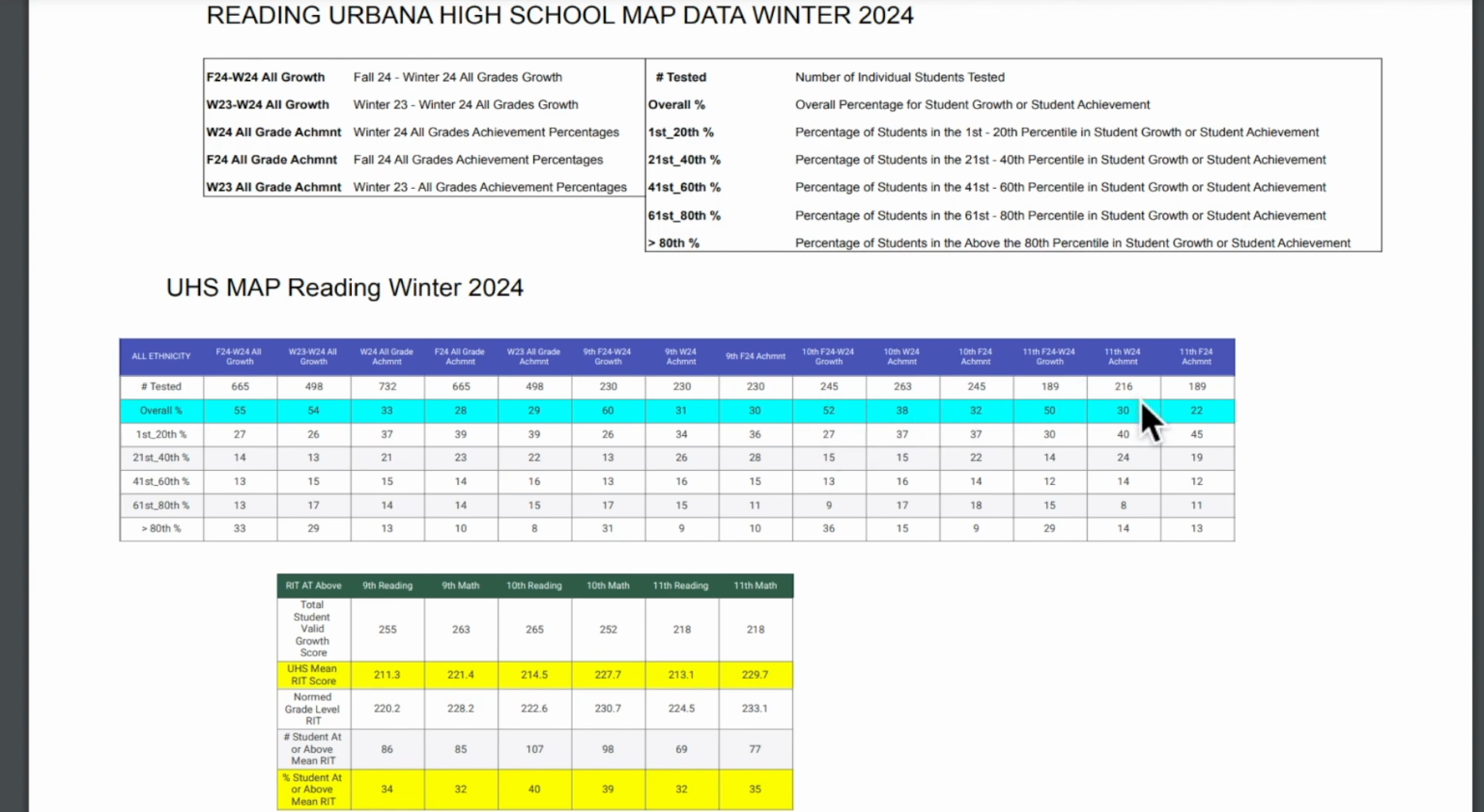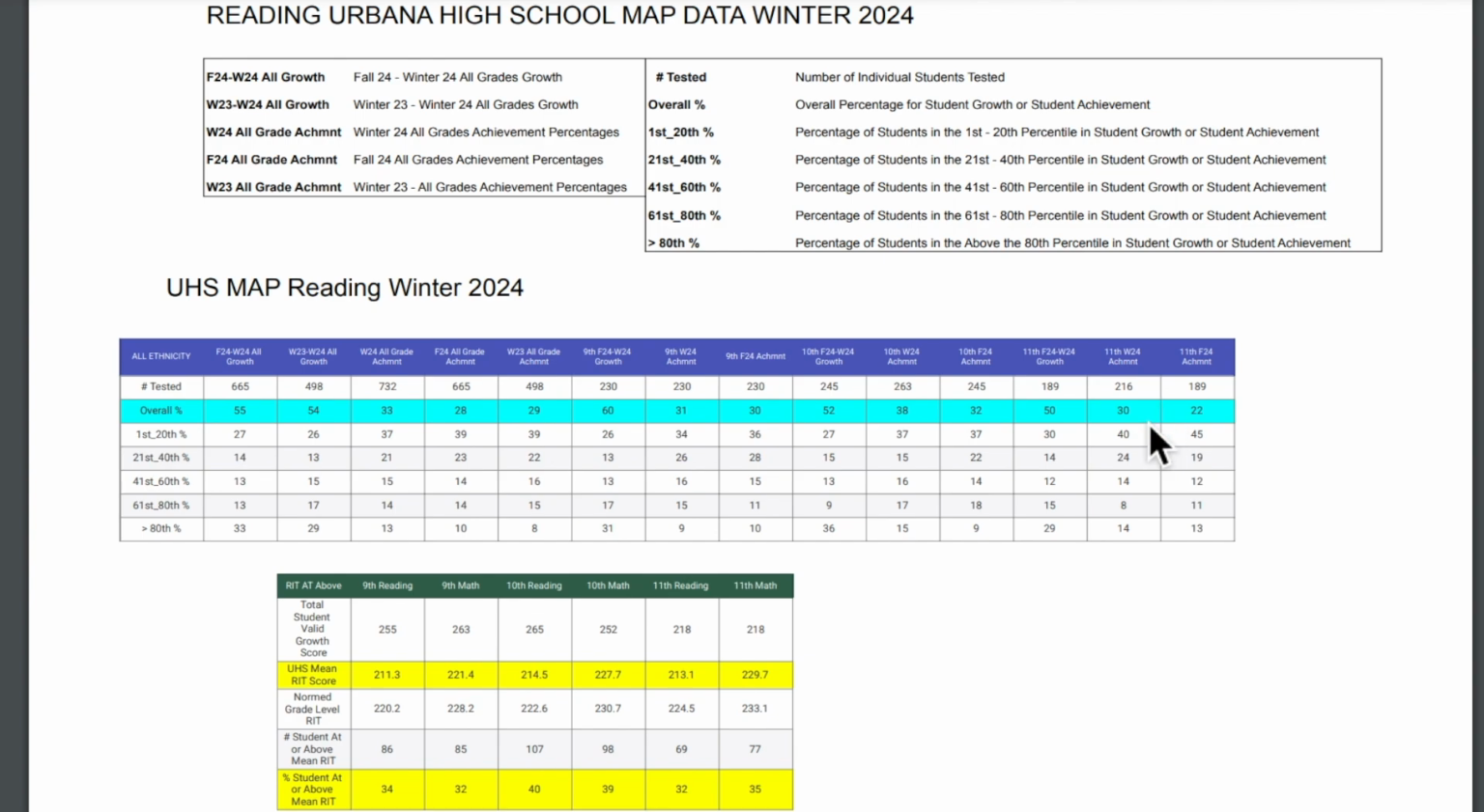And then 11th graders, we want to encourage them to take it more seriously. Here, 50th percentile of students that took it made their expected, projected growth. And then in the fall, they were at the 22nd percentile in reading, and then in the winter, the 30th. That's significant, meaning they probably took it more seriously.